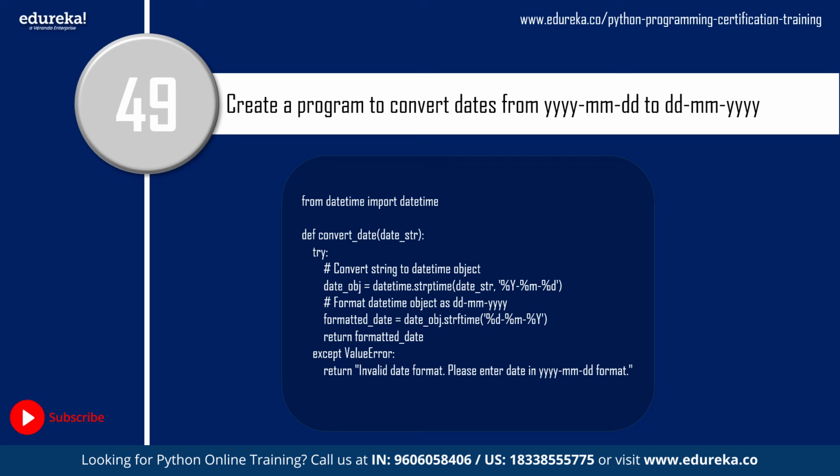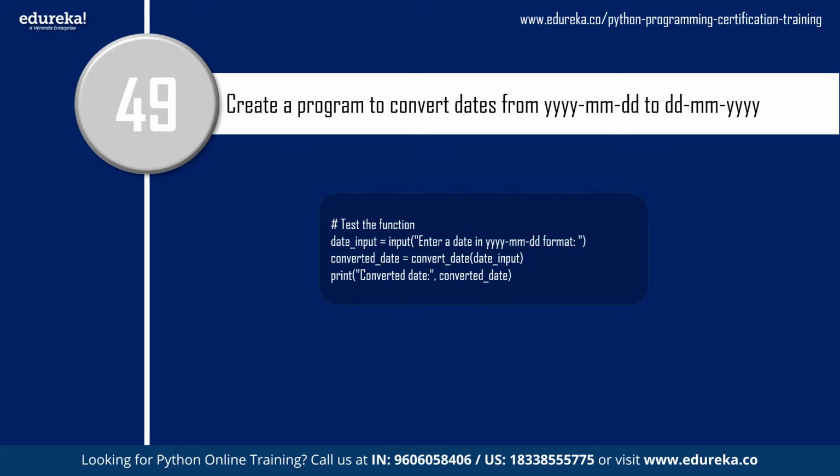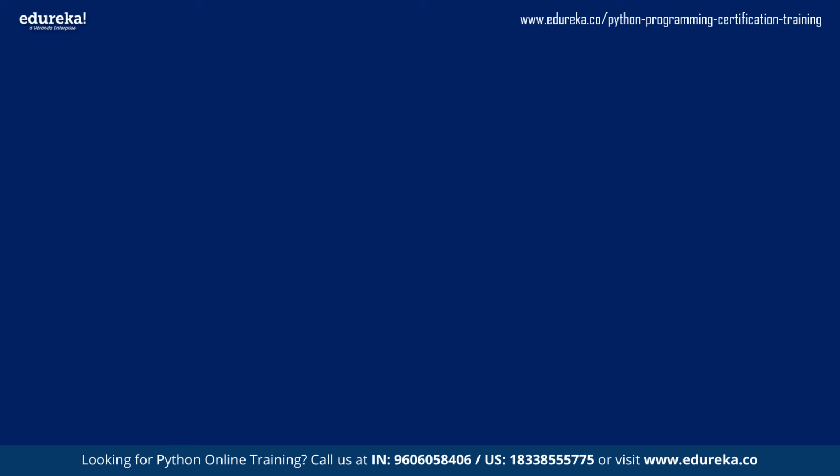Inside the function, we use datetime.strptime to parse the input string into a datetime object, specifying the input format. Then we use strftime to format the datetime object into a string with the desired format. We handle the case where the input string is not in the correct format by using a try-except block. Finally, we test the function by taking user input for a date string and printing the converted date.